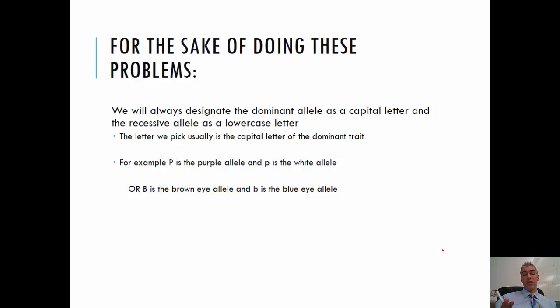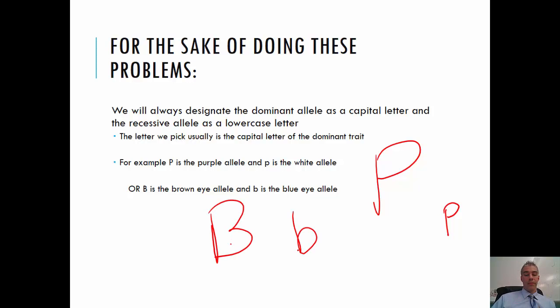Now, the first thing you want to do, you always designate the dominant allele as a capital letter and the recessive allele as a lowercase letter. And we usually pick the capital letter for whatever the trait is that's dominant. So if the purple allele is dominant over white, we're going to make purple big P. That means the white allele will be a little p. Or for eyes, brown's dominant to blue, so we're going to make big B the brown allele, and little b the blue allele.